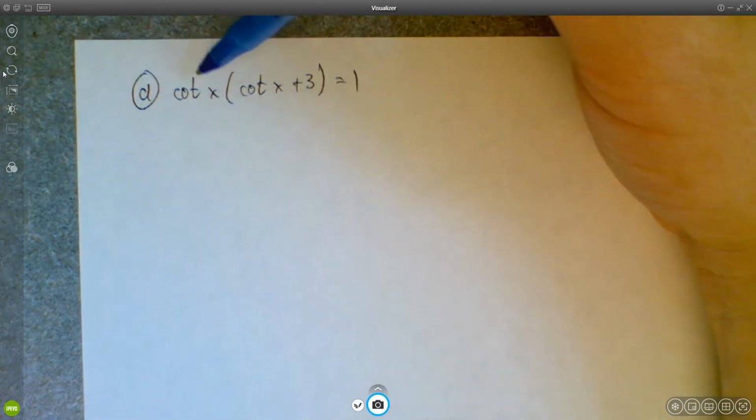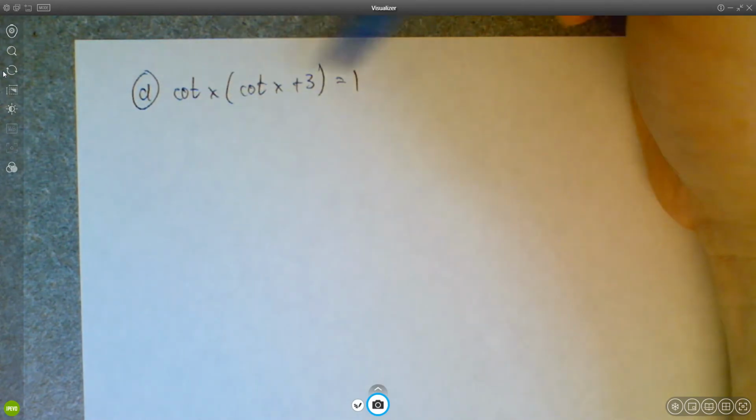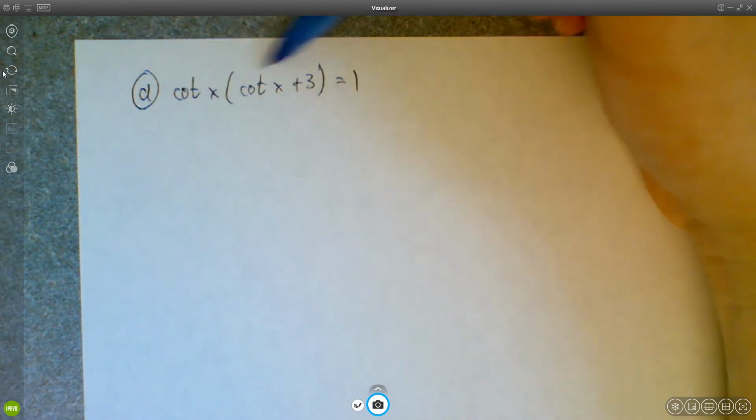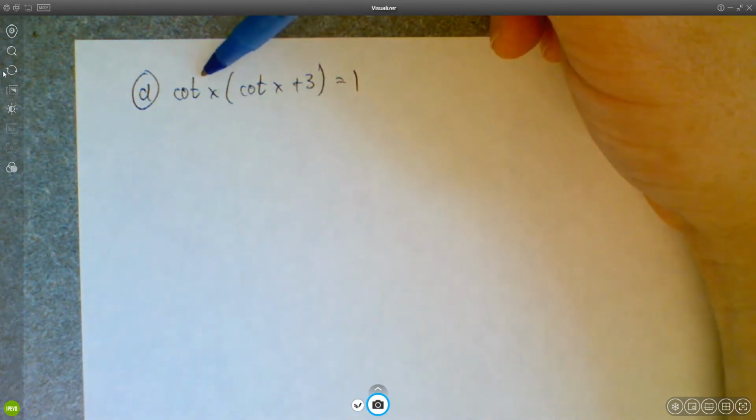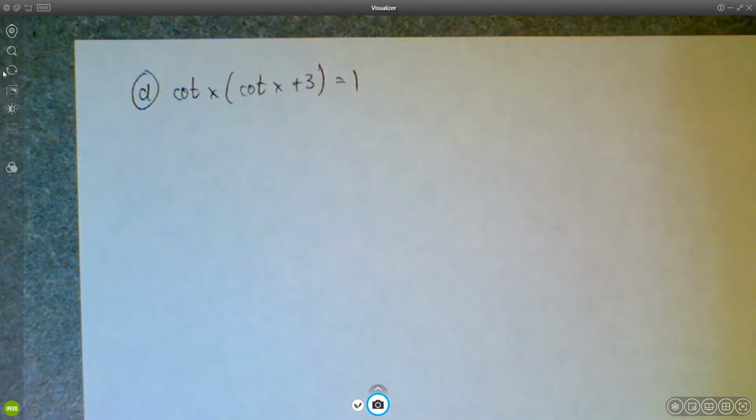It's not the case that if you multiply two things together and get 1, one of these things has to be 1. For instance, this could be 1/2 and this could be 2. And 1/2 times 2 is still 1, right? So it's not the case that cotangent x has to equal 1 or cotangent x plus 3 has to equal 1. Unfortunately, it's more work than that.